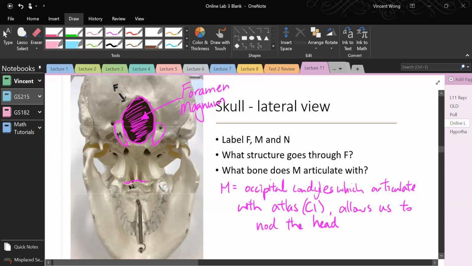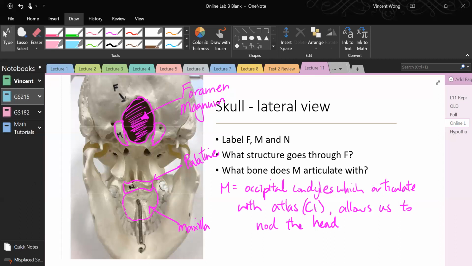Over here, that's part of the palatine bone. And just for completion, the one in front of it, that's the maxilla. So this is the roof of your mouth, right? If you push your tongue up, you will touch the maxilla. If you curl your tongue a little bit backwards, you will touch the palatine.